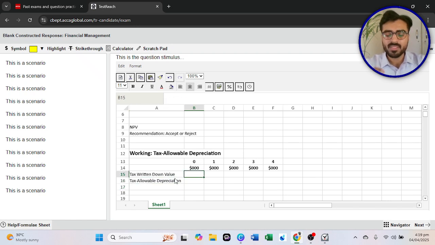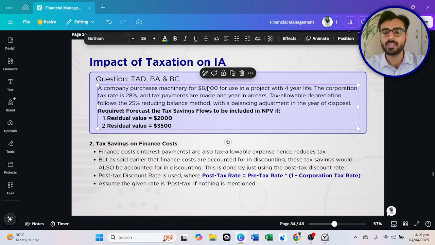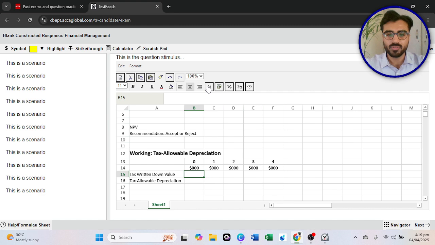So let's write the tax written down value for year zero. Today, when we purchase the asset, what should be the net book value for that asset? It should be equal to 8,000, which is the cost of the asset. Of course, because no depreciation has been charged, the tax written down value would be equal to $8,000. Let me center this and add two decimal places. So the tax written down value at year zero is $8,000.